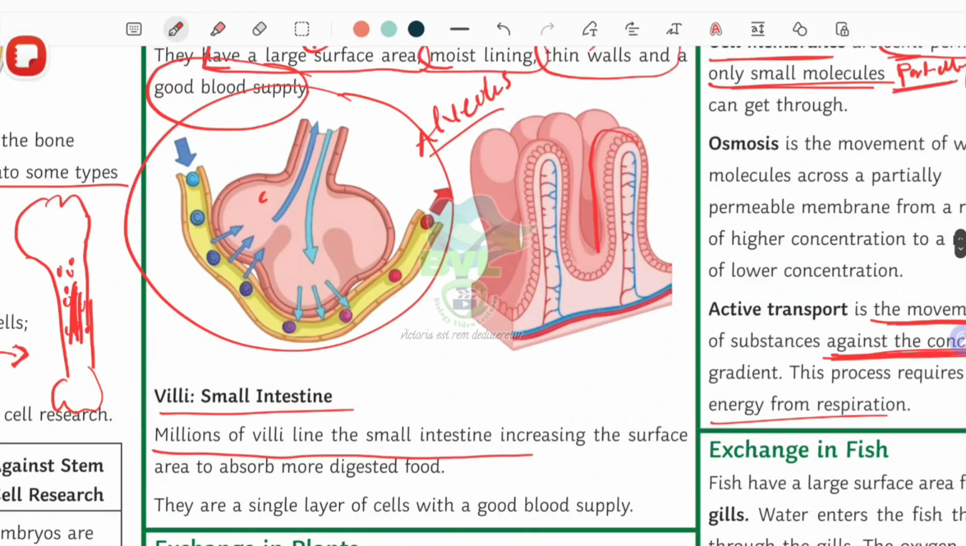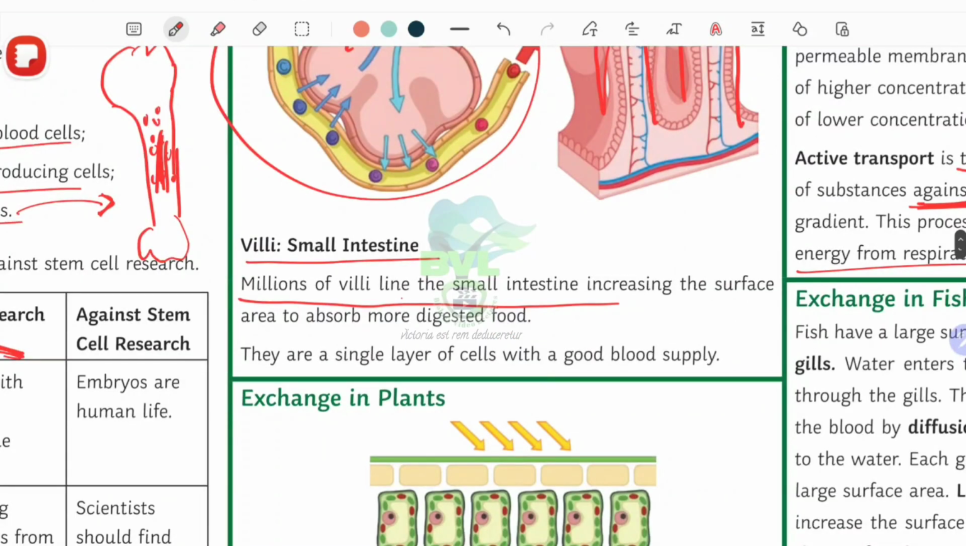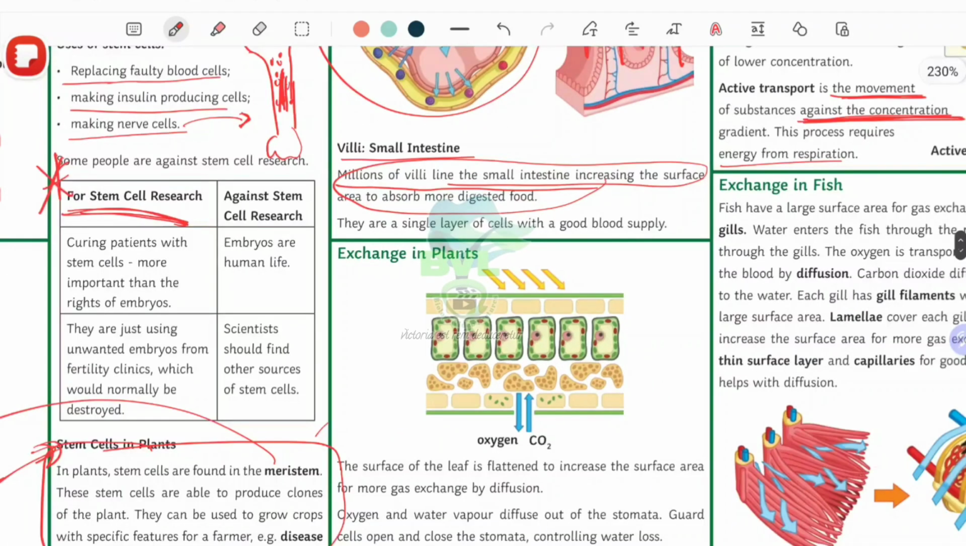This is what they look like. This is villus, singular. So two or more are called villi. So these are the guys that increase the surface area of the small intestine to be able to absorb food, as it were. Now, looking at that, that's for us animals.